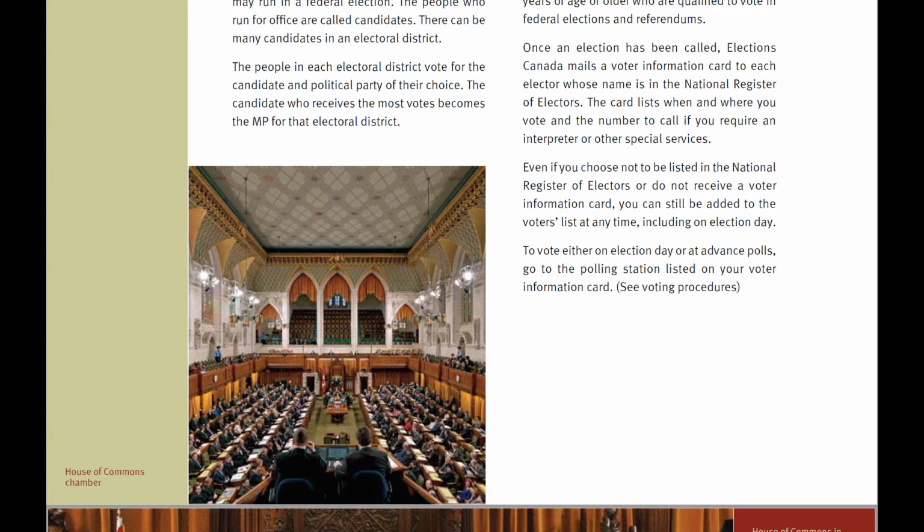Even if you choose not to be listed in the National Register of Electors or do not receive a voter information card, you can still be added to the voters list at any time, including on Election Day. To vote either on Election Day or at advance polls, go to the polling station listed on your voter information card.